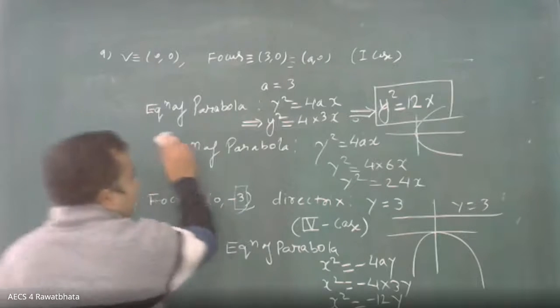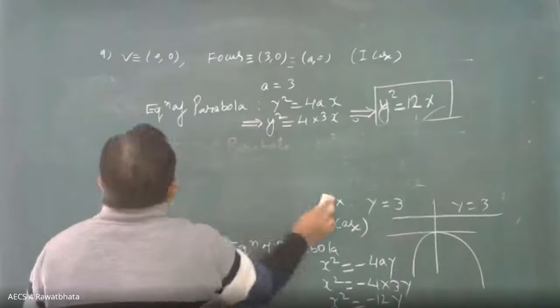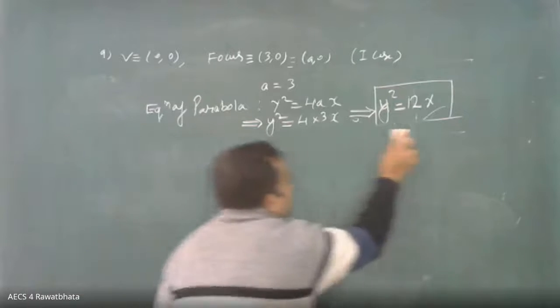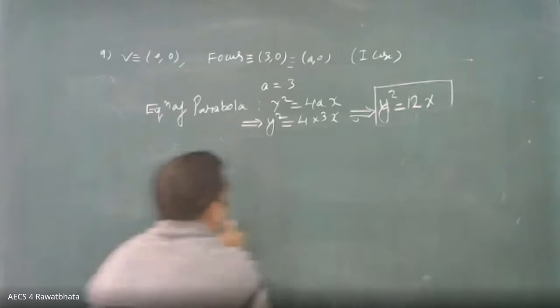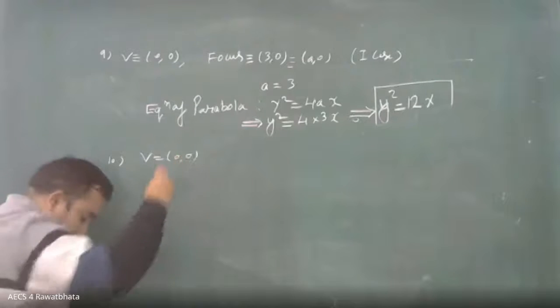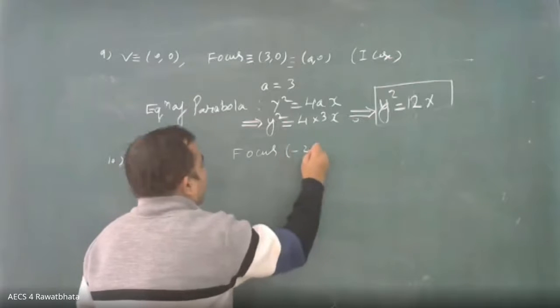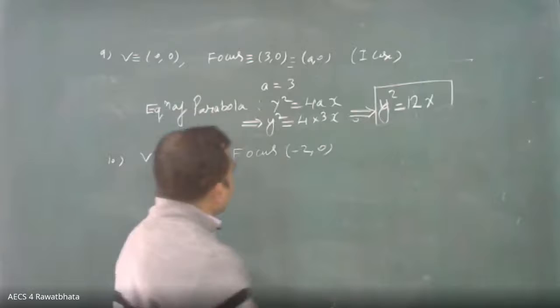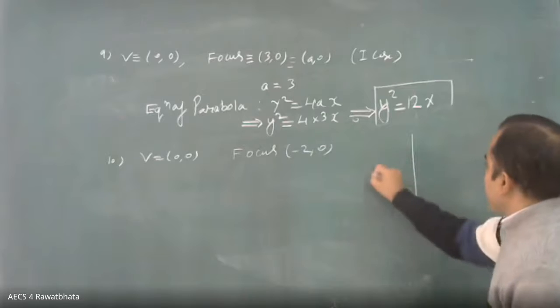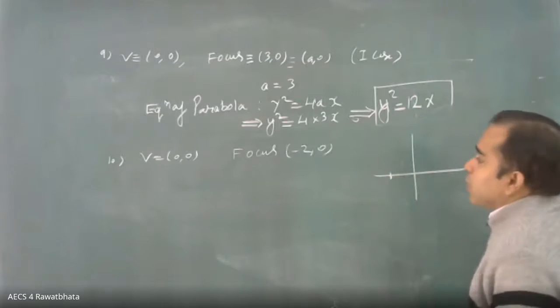Let us move ahead to the next question, question 10. Yes, Netra, what's the next question? Vertex 0, 0. Focus minus 2, 0. So Netra, which case is this? In which case does minus 2, 0 occur? Minus 2 lies on this side. This is the focus. Second case.